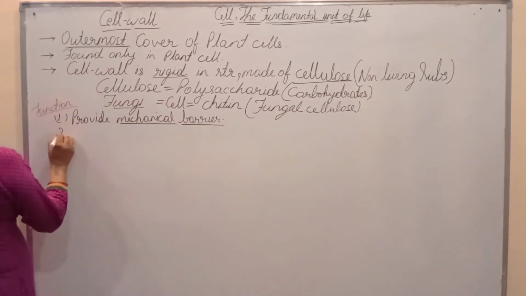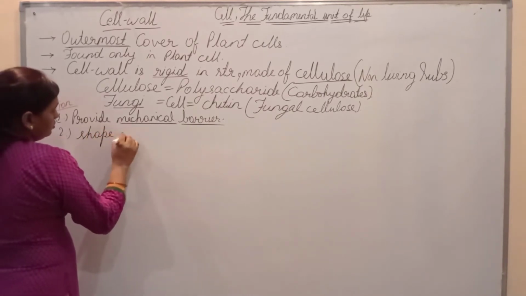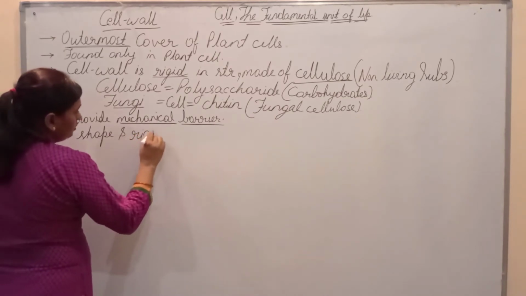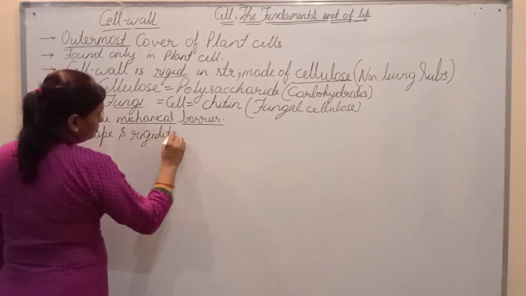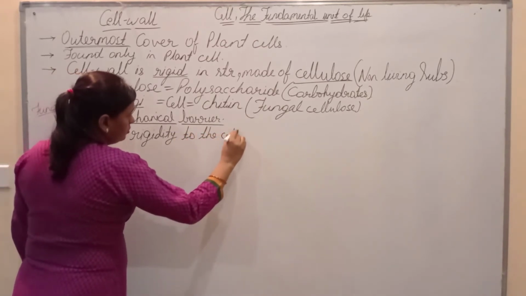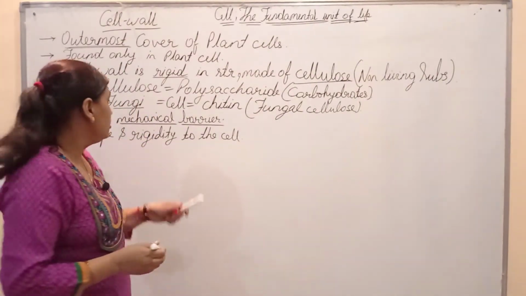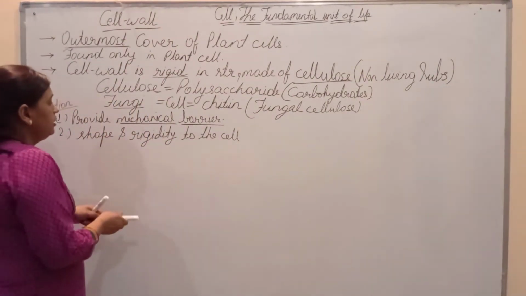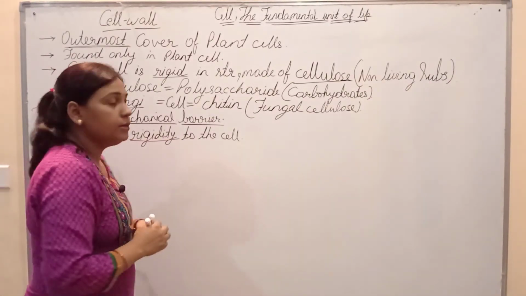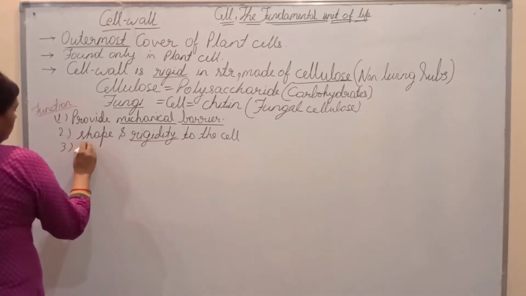It gives shape and rigidity to the cell, since it is the outermost layer and rigid means also it is hard. So it gives a specific shape to the cells.